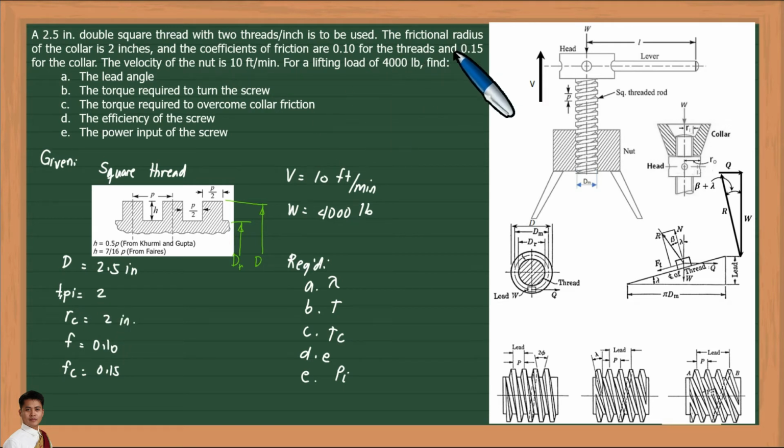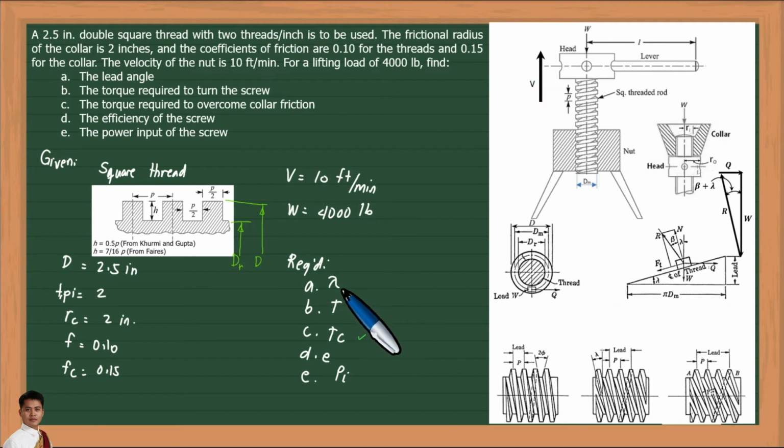So 2. The frictional radius of the collar is 2 inches. So meaning, yan na yung ating R sub C. And the coefficients of friction are 0.10 for the thread, so that is F, and 0.15 for the collar, so that is F sub C. The velocity of the nut is 10 feet per minute. So meron tayong given velocity, 10 feet per minute. For a lifting load of 4,000 pounds, find A, the lead angle. So let us denote that as lambda, para related doon sa ating figure. Then B, the torque required to turn the screw, or that is our T. C, the torque required to overcome collar friction, so that is T sub C. And then for letter D, the efficiency of the screw. And then for letter E, the power input of the screw.